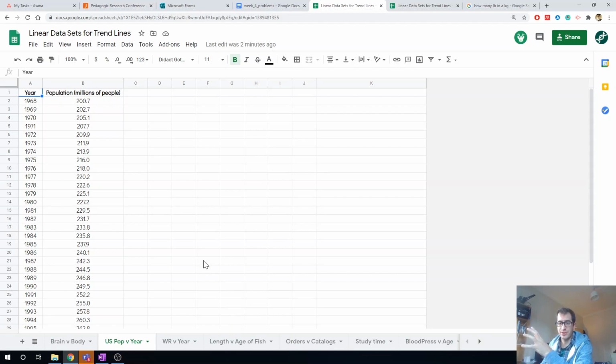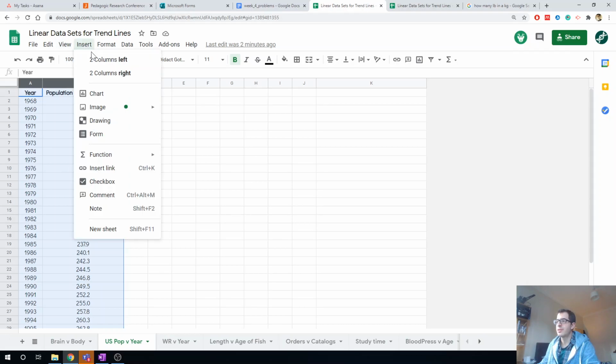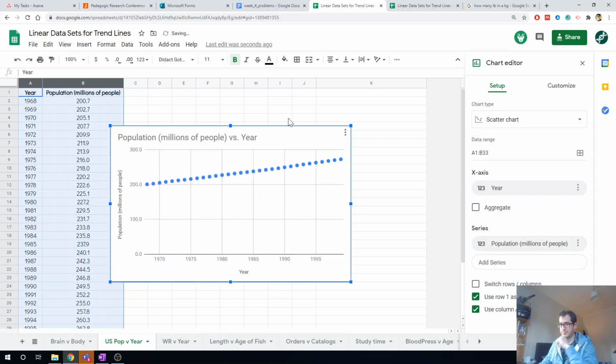Okay, so assumption here, because we're talking about linear equations, let's assume that I can model the population growth of the US with a linear model. So let's plot a linear model. Let's do year versus number of people in millions, and I'm going to do insert chart. There you go. Okay, so it looks linear actually, doesn't it? So I'm sure we can plot a really nice linear equation to that.